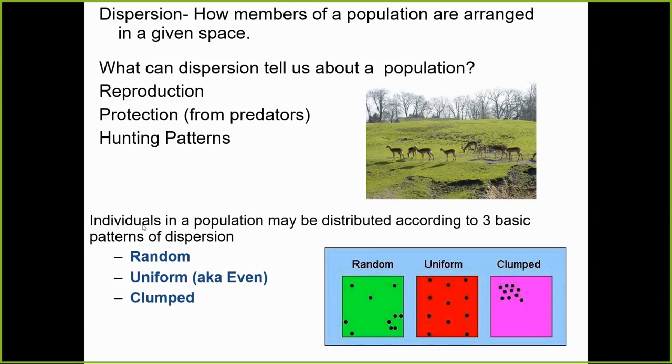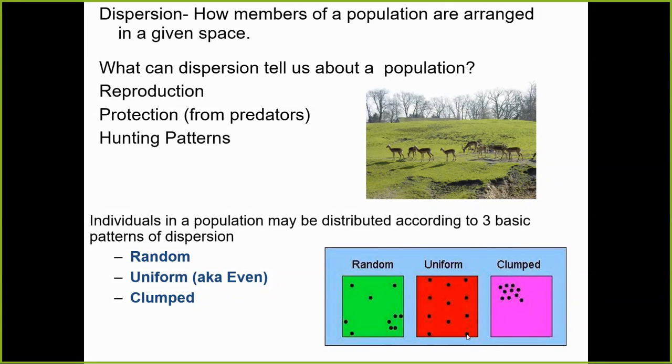Individuals in a population can be distributed according to three basic patterns of dispersion: random, uniform, and clumped. Random, as you can see in the picture, literally is, we see these, what is it, 1, 2, 3, 4, 5, 6, 7, 8, 9, these 10 individuals are just kind of everywhere. They're almost like wherever they want to be. Some of them are clumped close together, but then there's this guy over here all by himself. They're just sort of anywhere.